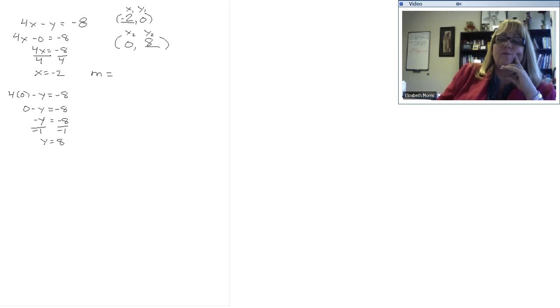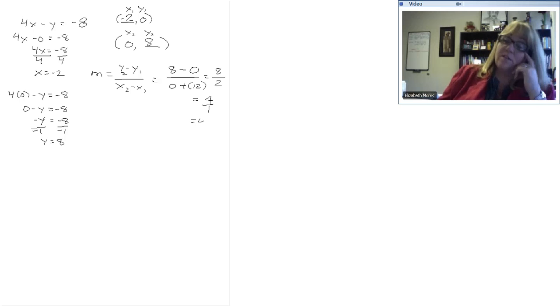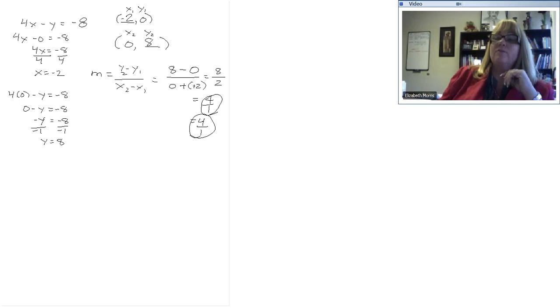So using that formula, I'm going to find the slope. y2 minus y1 over x2 minus x1. What do I get? I get 8 over, 2 negatives make a positive, 2, which is 4 over 1. Now, you can say it's just 4, but when we deal with slope, slope always has to be a fraction. So if it's a whole number, you put it over 1. So the slope is 4 over 1. We used an equation, found the y and x intercepts, and used those numbers to find the slope.